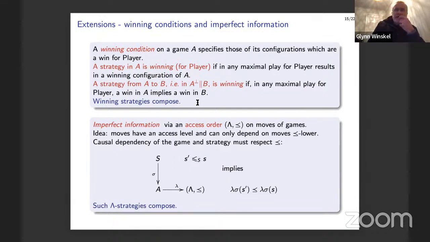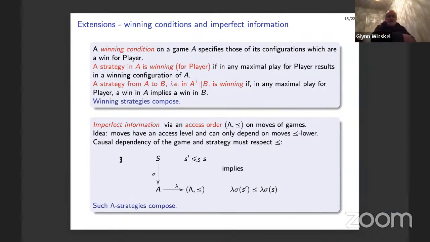Really, underlying this is an assignment of winning conditions to games, such that the winning conditions of the dual game are got by taking the complement of the winning conditions of the original game, and the winning conditions of a parallel composition of games are got by taking the disjunction, or if you like, the union, of the winning conditions of the two games. So winning strategies compose. We'll be looking at those in a moment. They come up in looking at Dialectica categories.